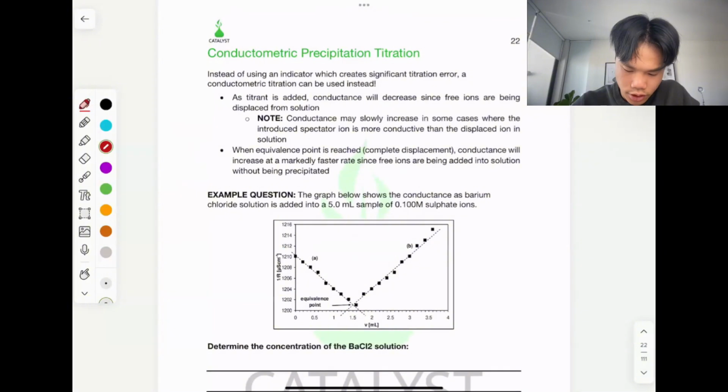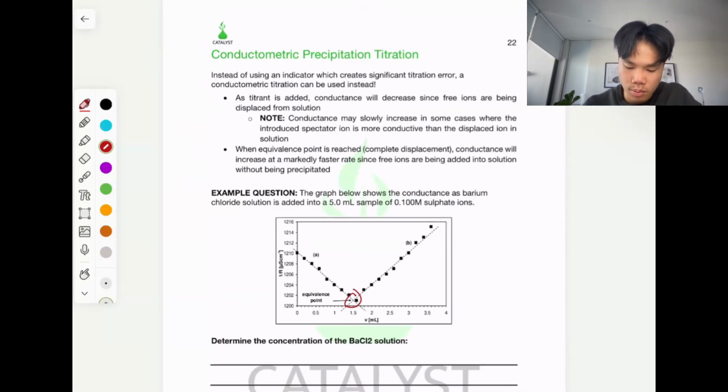You can also do conductometric precipitation titration. Similar to a normal conductometric titration, you have an equivalence point where the gradient changes. And this cuts out the titration error from the indicator-based method.